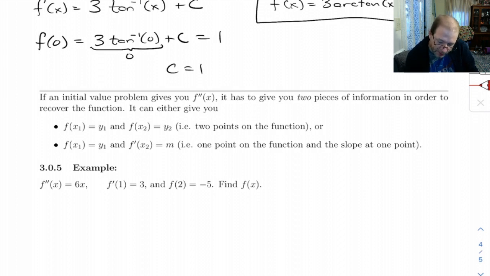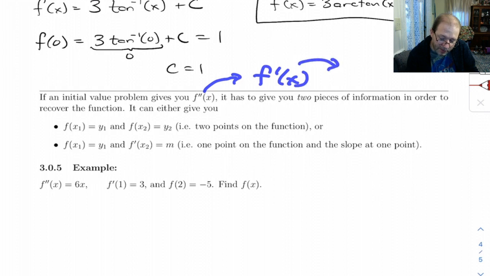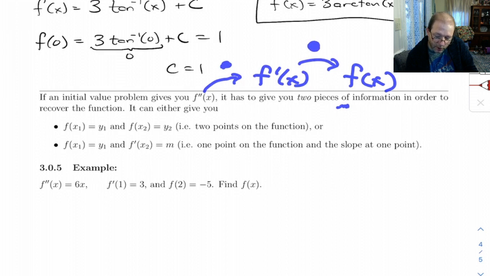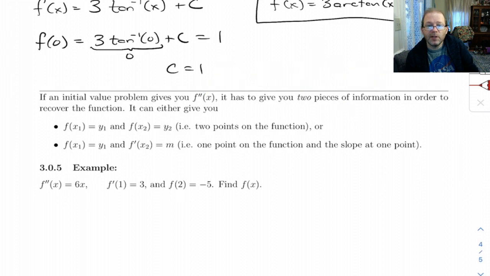Because really what we're going to have to do is twice take the antiderivative: of f double prime to get f prime, then we'll have to take the antiderivative again to get f of x. And each time we do that, we're going to add on a constant. So we'll add a constant here, we'll call it c. We'll add another constant here, we'll probably call it d. And in order to solve for those two constants, they have to give us two pieces of information.